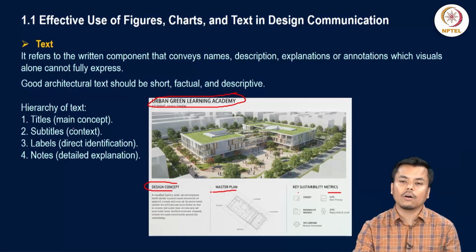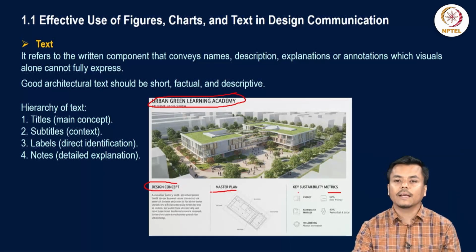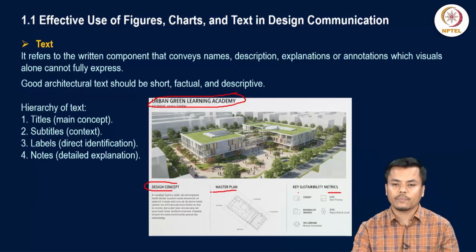So this is the order of adding text in the sheet. The titles or the main concept should be highlighted with larger text, then the next size should be adopted for the subtitles, then the labels, and then the smallest font size should be used for the notes, which provide a detailed explanation of that particular aspect that we are highlighting.